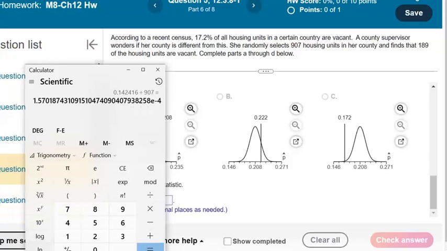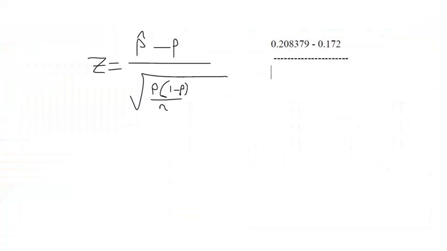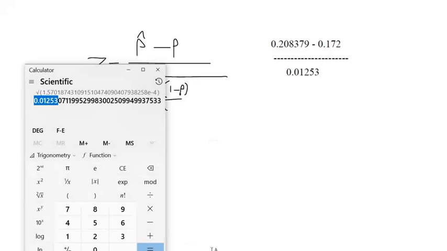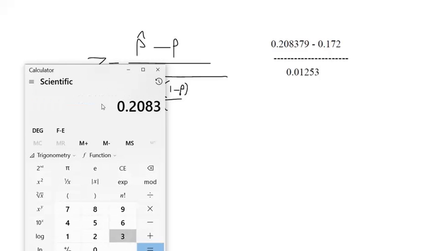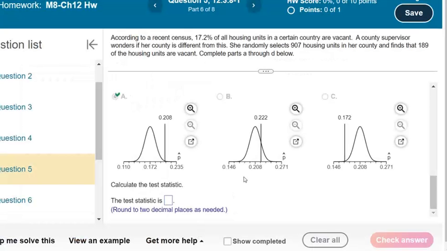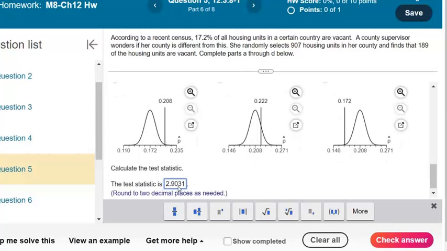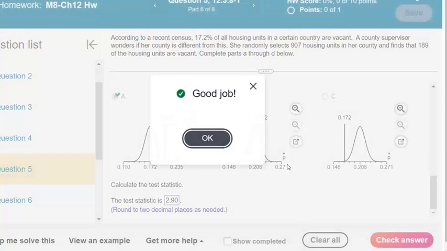And then I forgot this in another video earlier. You take a square root. And so this is the entire denominator once I plug those numbers in. Almost done the test statistic. So 0.208379 subtracted by 0.172, then divided by the denominator. That's 2.9032 if we round at the end. So 2 decimal places, I'm going to cut it off there.